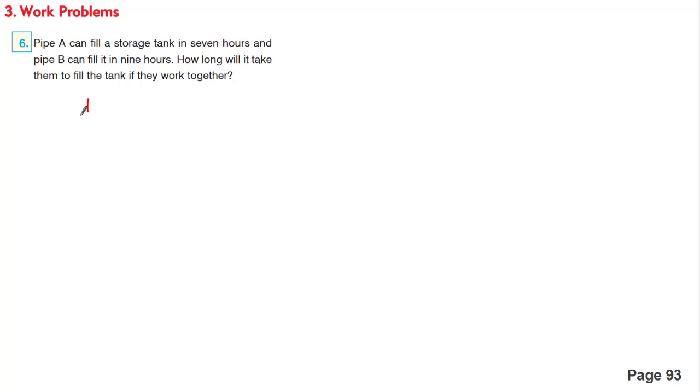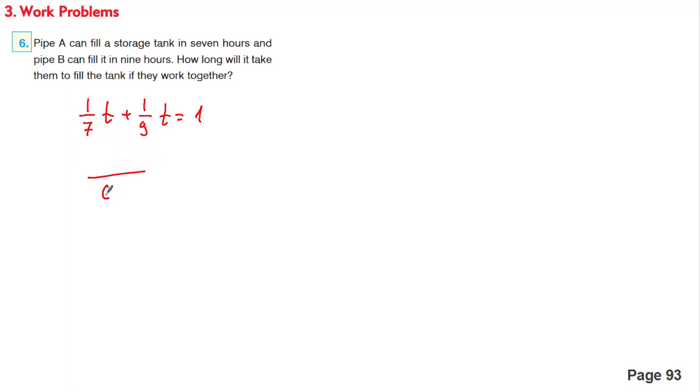Well, pipe A can fill it in 7 hours, so its work rate is 1 over 7. For how long, we don't know, t. Plus the second pipe B, which will fill it in 9 hours alone. So how long will it take to fill the tank together? We want the whole tank, 1.